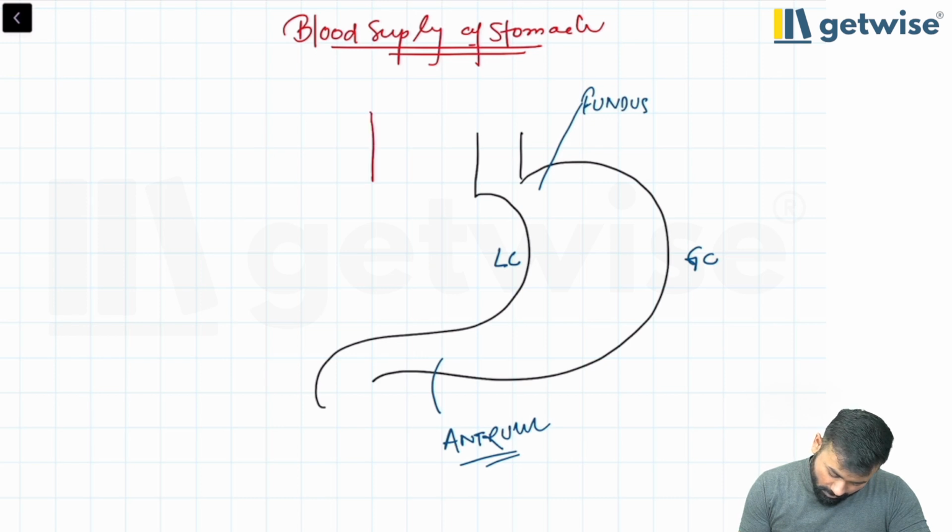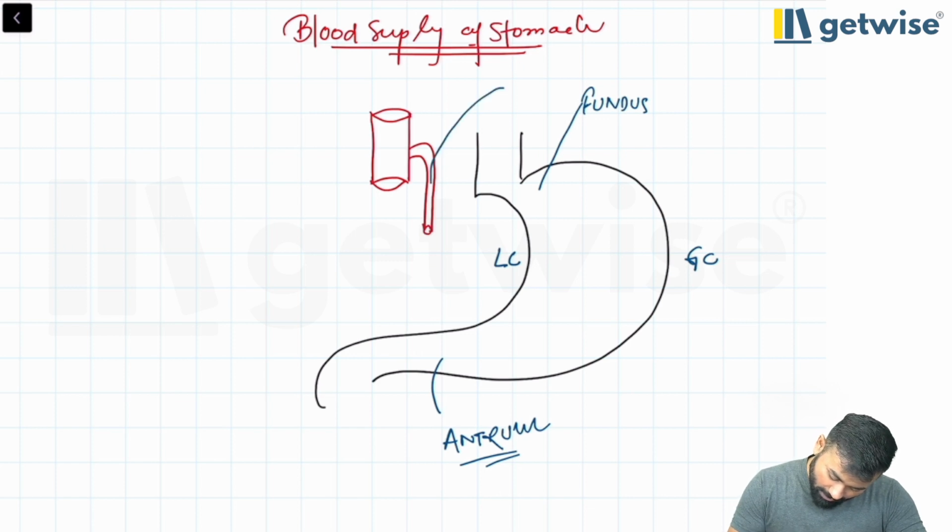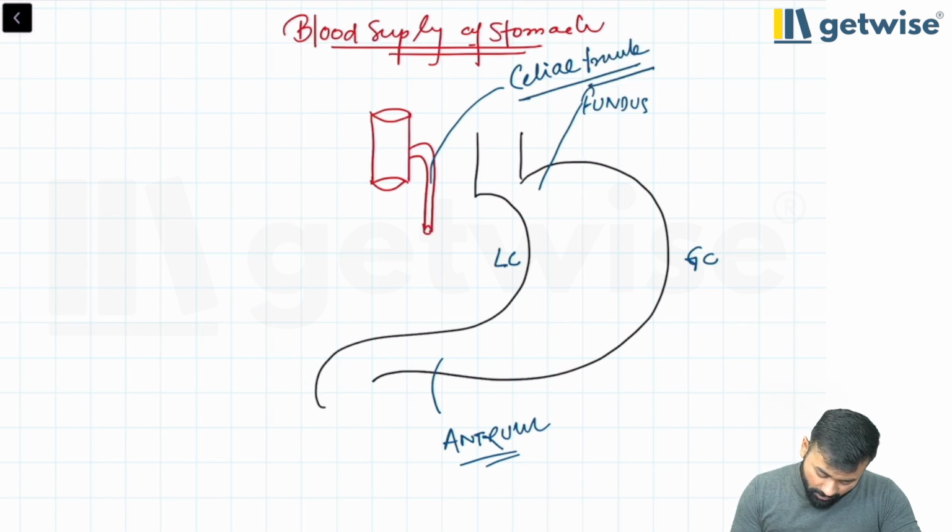Near the stomach there is the aorta, so this section is of the descending aorta, and from the descending aorta we have a branch called the celiac trunk. The celiac trunk bifurcates into two branches. The right branch is called the hepatic artery and the left branch is called the splenic artery.